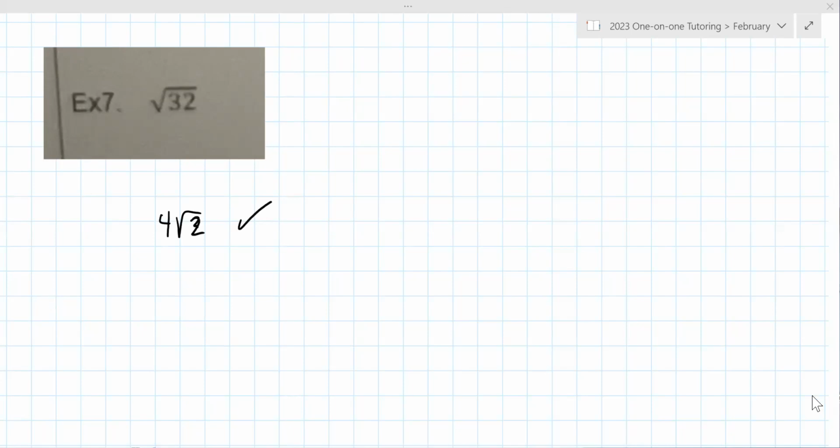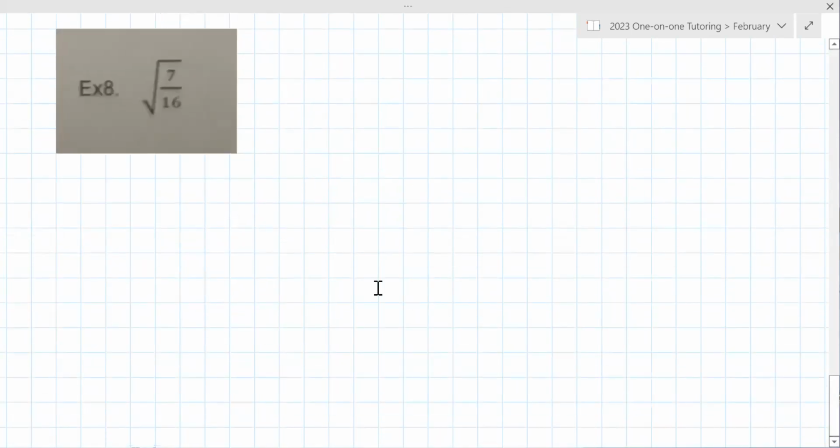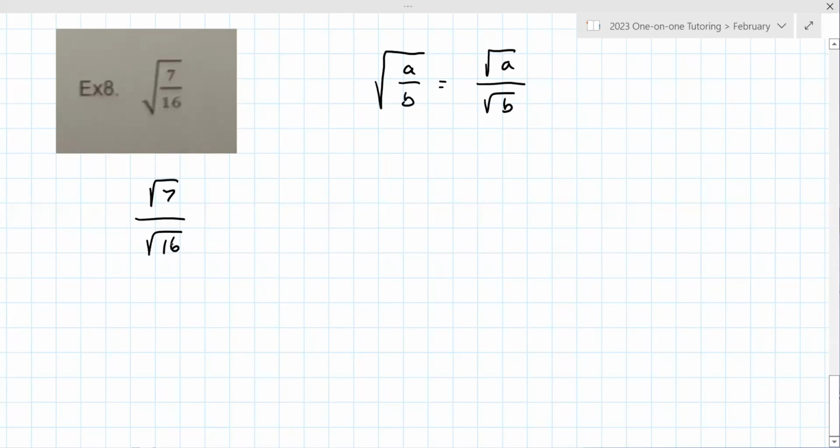All right, so example 8 here looks different. There's properties of square roots, and one of the properties is the square root of A divided by B is the square root of A divided by the square root of B. Basically, you can take the square root of the top and the bottom number. And in this case, the top number is prime, so there's actually nothing else that you can get. You can't reduce this any further, but the bottom number you can.